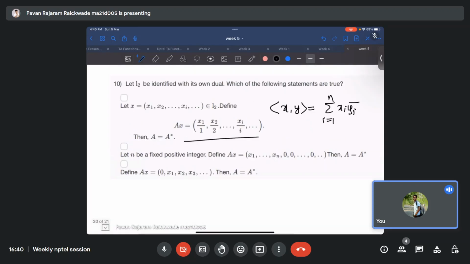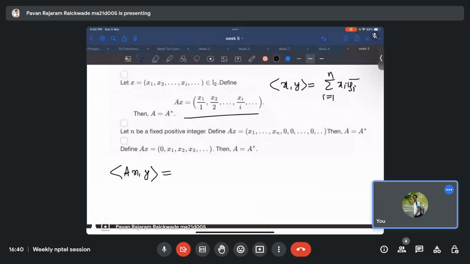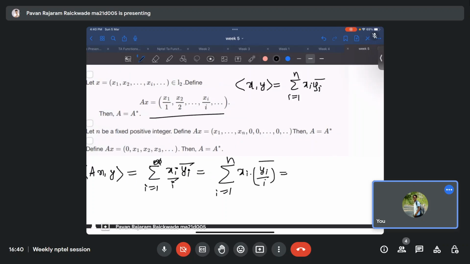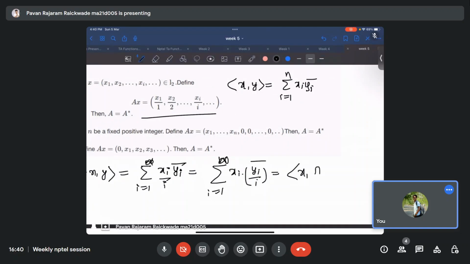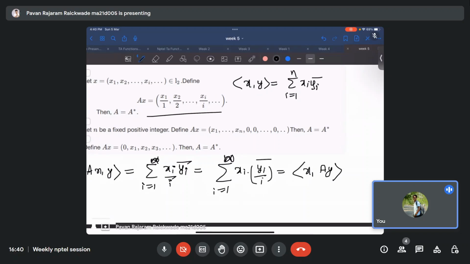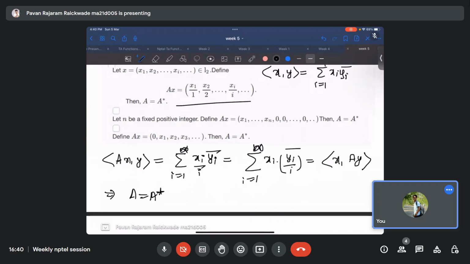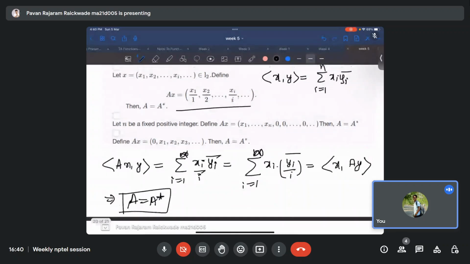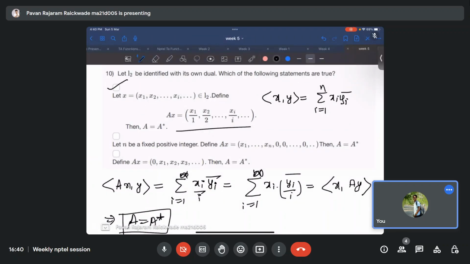So what is the inner product of Ax with y? Summation xi upon i times yi bar is equal to summation xi times yi by i bar, i going from 1 to infinity. Sorry, not n, infinity. Which equals the inner product of x with Ay. So this will prove that A equals A star. So the first option is true.